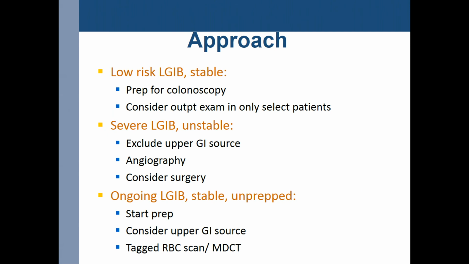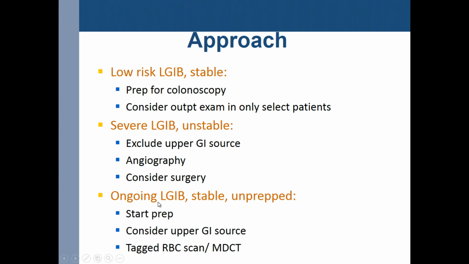So to summarize the approach in lower GI bleed, in somebody who is having low risk lower GI bleeding and very stable, they should be prepared for colonoscopy. And again, one could consider an outpatient exam, but only in very select patients whose hematocrits have not dropped and who are completely reliable to return within a week to have their outpatient colonoscopy. On the other hand, somebody who's having severe lower GI bleed and hemodynamically unstable, you should certainly try to exclude an upper GI source. Consider sending them straight away to angiography and get surgery on board early.